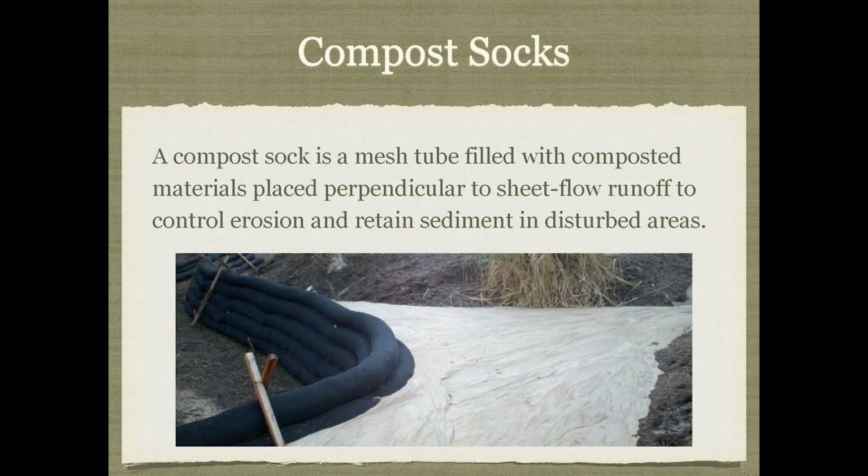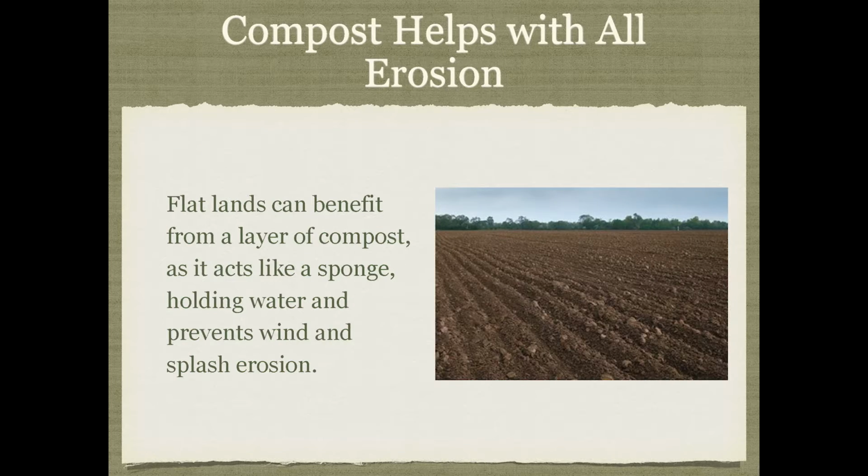Okay, cool. So then compost socks. This is another pretty cool method. Basically, it's a mesh-filled tube. They're called compost socks. You fill it with compost and place it in a way that's going to prevent that sheet flow runoff. So again, not only does it filter any sediment that's coming down, the organic material inside of the compost is going to have a holding capacity for that sediment. It's going to do a little bit of filtration. It's going to prevent the water from flowing any further.